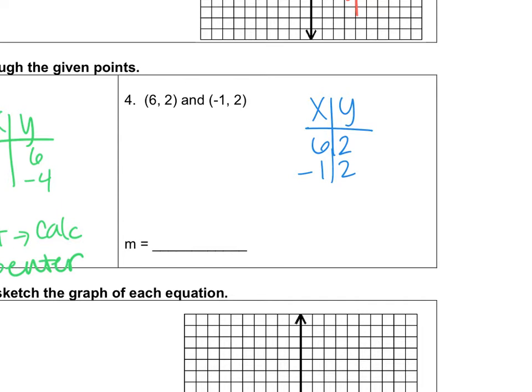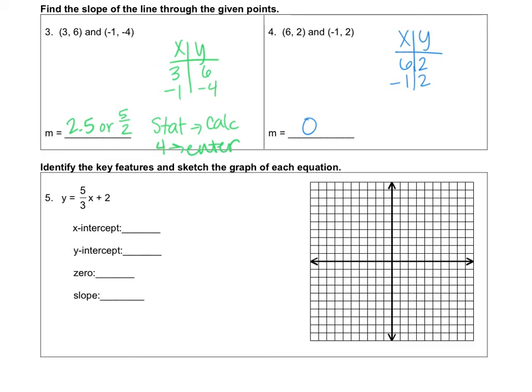Problem 4, when I set up my x's and y's, I have 6, -1, and 2, 2. So I'm going to go stat enter, 6 and -1, 2 and 2. And I click stat calc 4, and it tells me that my A or my M is 0 because my y's are the same.